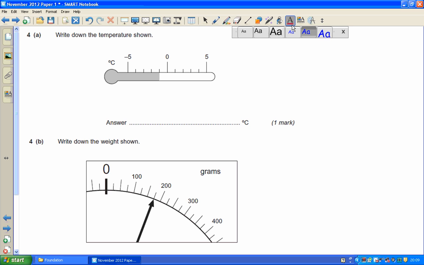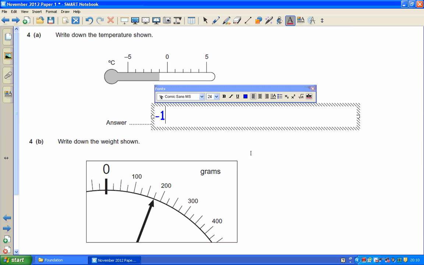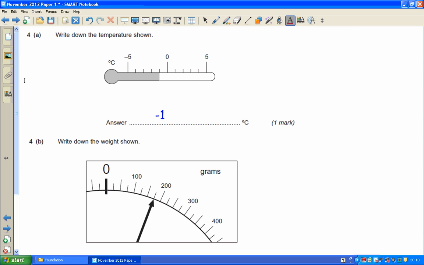Question 4. Write down the temperature shown. Well, between 0 and 5 there are 5 spaces. 1, 2, 3, 4, 5. So we're going up in ones. And that's 1 below 0, so that is going to be negative 1 degrees Celsius.